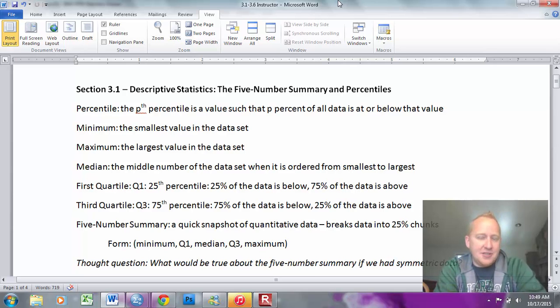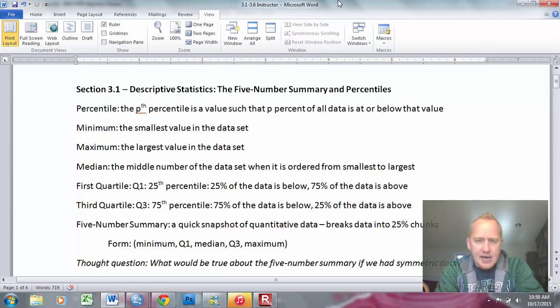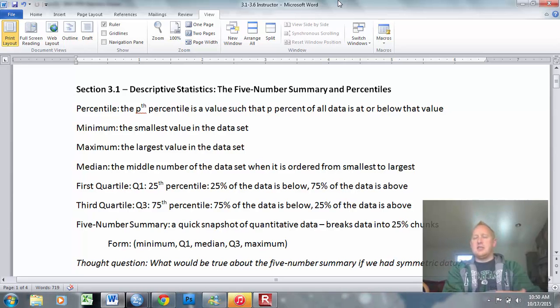The next two definitions, my hope is that you know what these are. But the minimum, it's just a big fancy word for the smallest data value. And the maximum is the big fancy word for the largest data value. The median, we're going to talk about this again when we talk about measures of center. But the median is the middle number of a data set when it's ordered from smallest to largest.